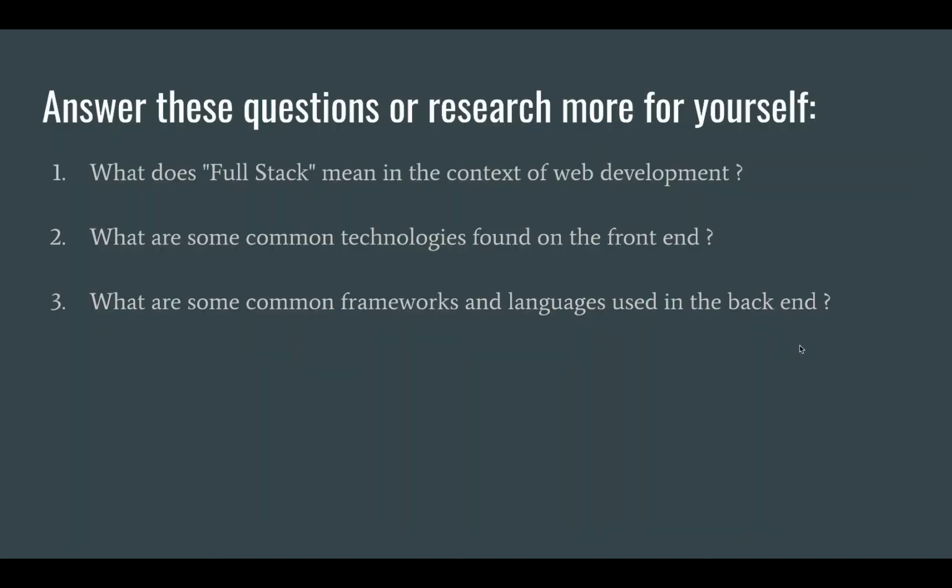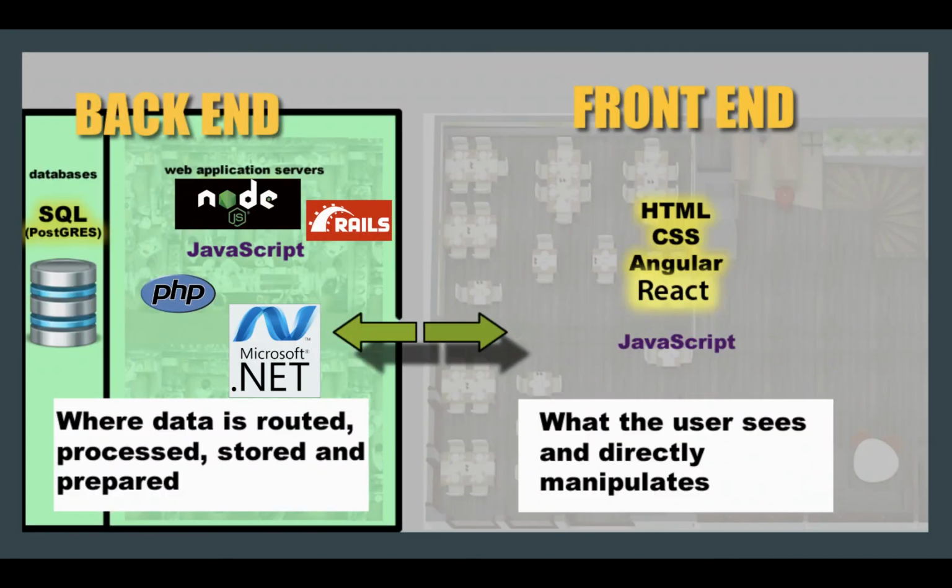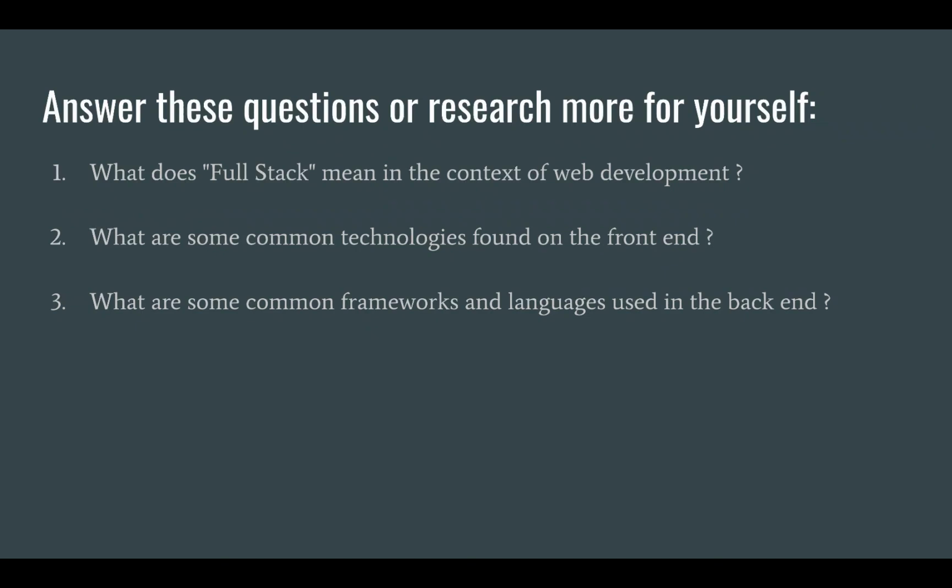So you should be able to answer these questions now in Moodle. What does full stack mean in the context of web development? What are some of the common technologies found on the front end? And then what are some of the common frameworks and languages used in the back end? So in summary, the full stack is everything: front end, back end, and the databases. So hopefully from this analogy, you've been able to see a little bit about what this means as full stack, a web developer in training, and you should be able to answer these final questions here.